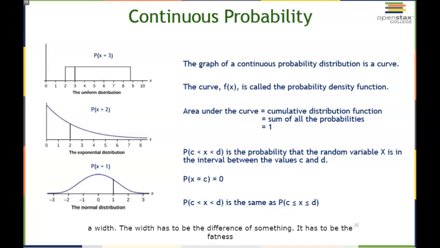The width has to be the difference of something. It has to be the fatness of, let's say, 3 and 4. Well, that's the width of 1, or 3 and 5. That's the width of 2. To get from 3 to 5 is a width of 2. To get from 3 to 4, the width is 1. To get from 3 to 3, the width is 0. And 0 times anything is 0. And therefore, the probability of X actually equaling that specific value is always going to be 0.